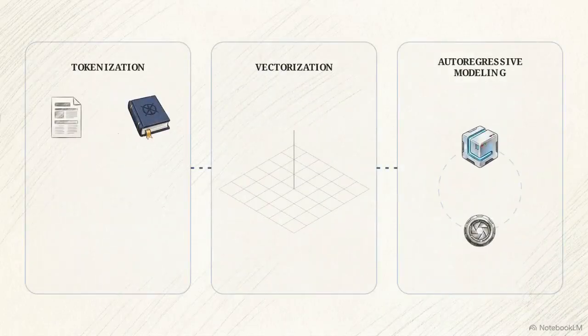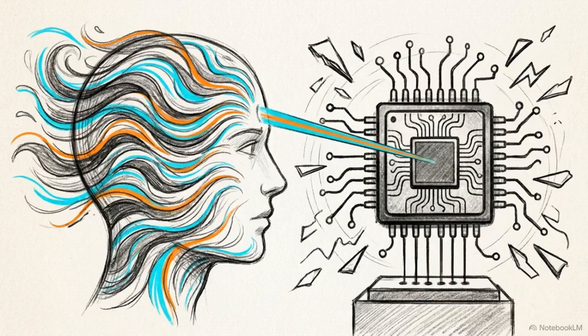Natural language processing is a highly engineered, measurable pipeline of tokenization, vectorization, and autoregressive modeling that successfully translates human thought into computable architecture.